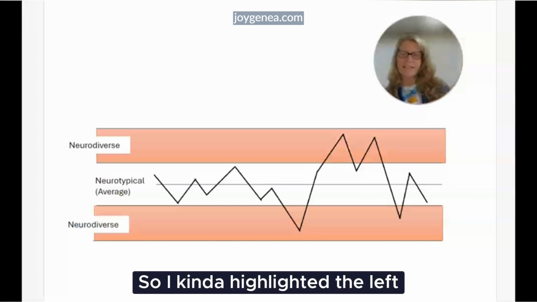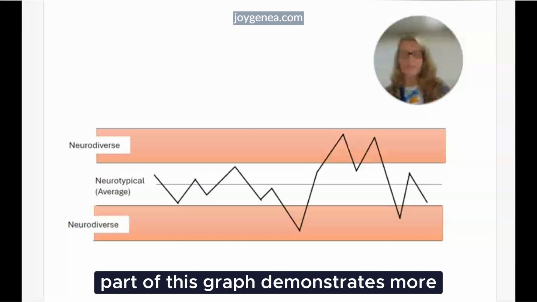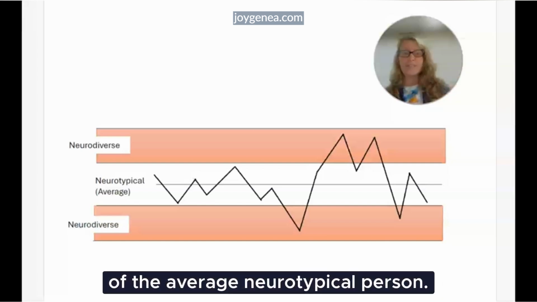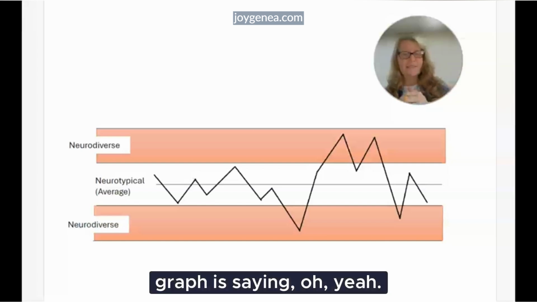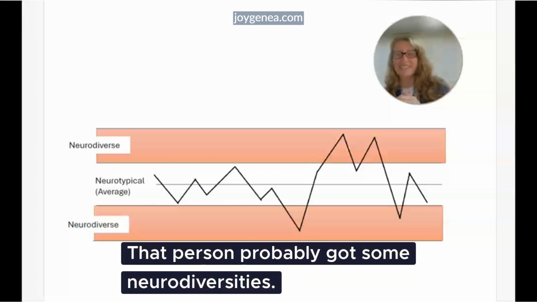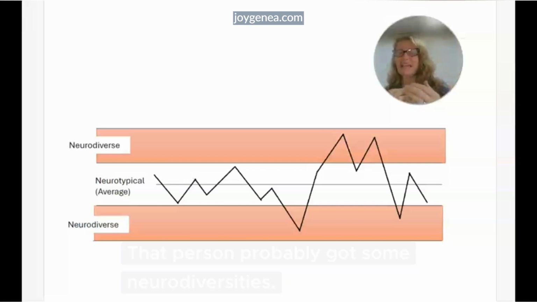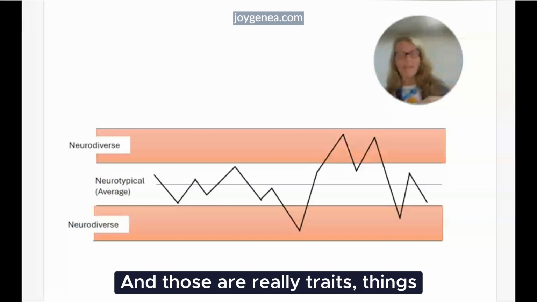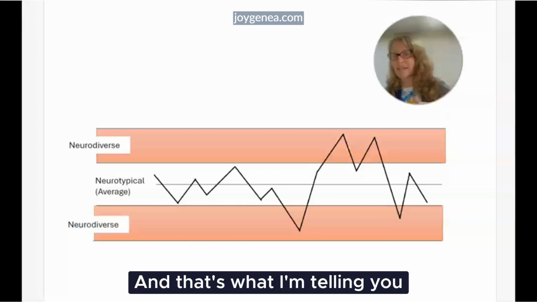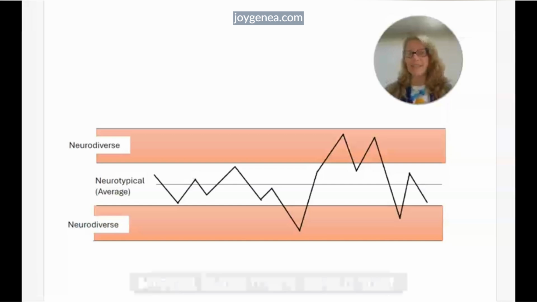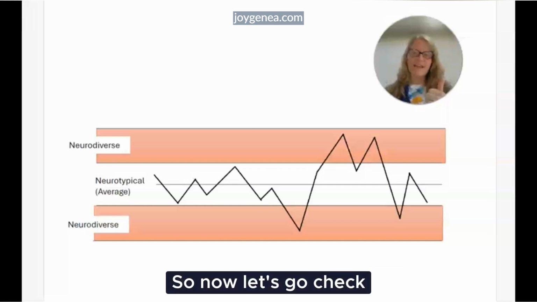So I kind of highlighted the left part of this graph, which demonstrates more of the average neurotypical person. The right side of this graph is saying, "Oh yeah, that person's probably got some neurodiversities." And those are really traits, things that you can learn more about. And that's what I'm telling you, you want and need and should learn more about that. So now let's go check out my website where I've added in more details.